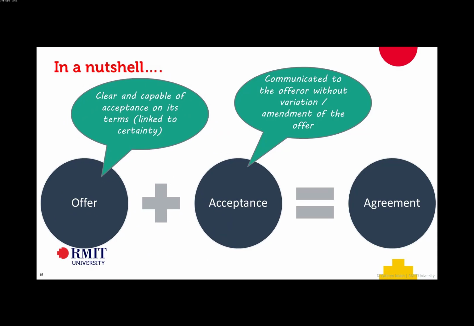Okay, here we go. In a nutshell, if we have an offer and that offer is accepted, then we have agreement. So an offer in this context needs to be clear and capable of acceptance on its terms, so that the offer itself is linked to the idea of certainty. The acceptance needs to be communicated to the offeror without variation. Accepting with a variation is a counter-offer and a form of offer itself. And that, in fact, can be a trick for young players over and over again. And then we end up with agreement.